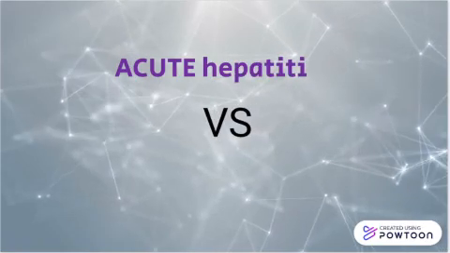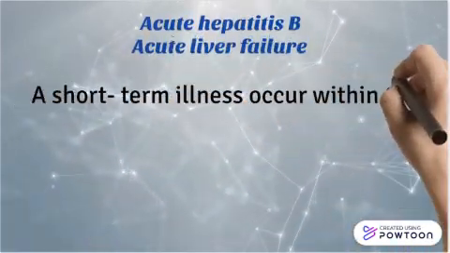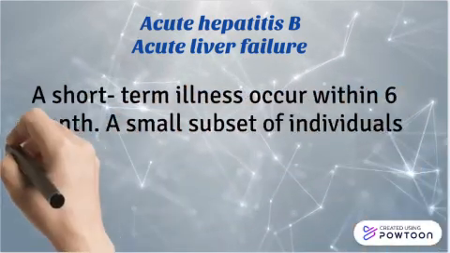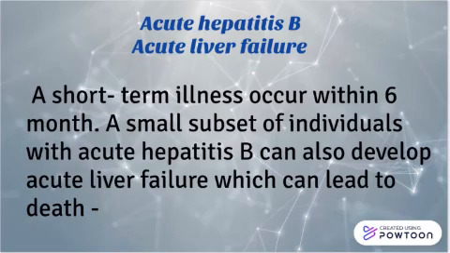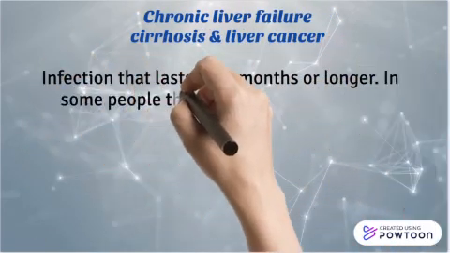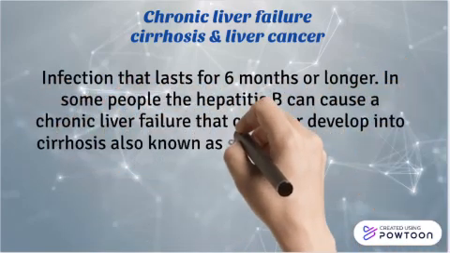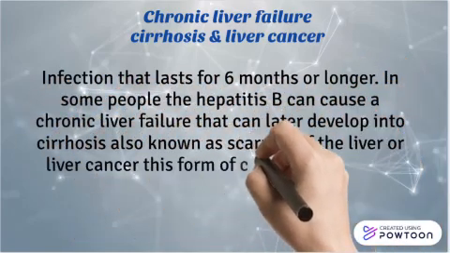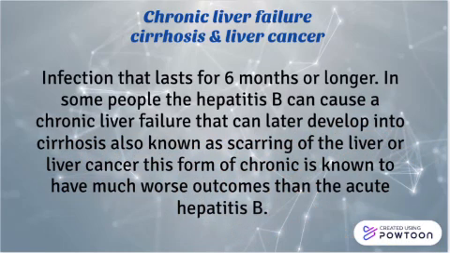Acute hepatitis B versus chronic hepatitis B. Acute hepatitis B is a short-term illness that occurs within 6 months. A small subset of individuals with acute hepatitis B can also develop acute liver failure which can lead to death. On the other hand, chronic hepatitis B is an infection that lasts for 6 months or longer. In some people, hepatitis B can cause chronic liver failure that can later develop into cirrhosis, also known as scarring of the liver, or liver cancer. And this form of chronic hepatitis B is known to have much worse outcomes than acute hepatitis B.